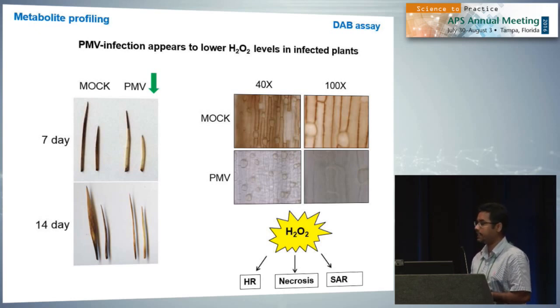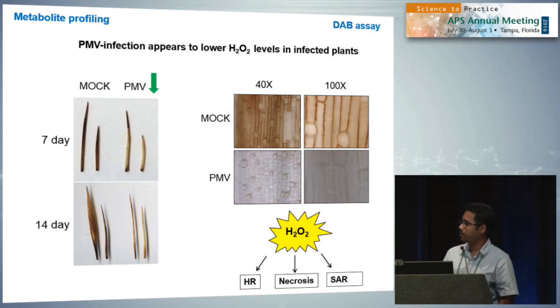we are still addressing. But we have some ideas that perhaps because it is so important for hypersensitive response and necrosis phenotypes, by downregulating it, PMV has an edge in the plant to be able to move forward before the plant kicks on its hypersensitive response or necrosis responses. So that's a little bit about some metabolic profiling work we also did.